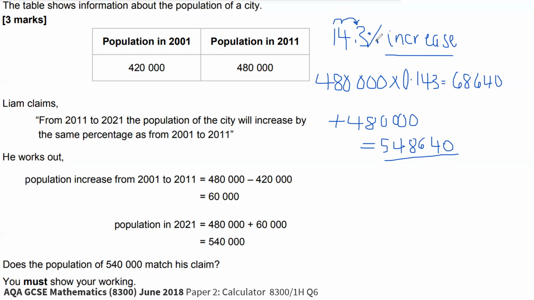Again, if you've not rounded this to 1 decimal place, maybe you've taken it to 2, 3, or just left it as it is on the calculator screen, you will get a slightly different answer, but that's really not a problem.